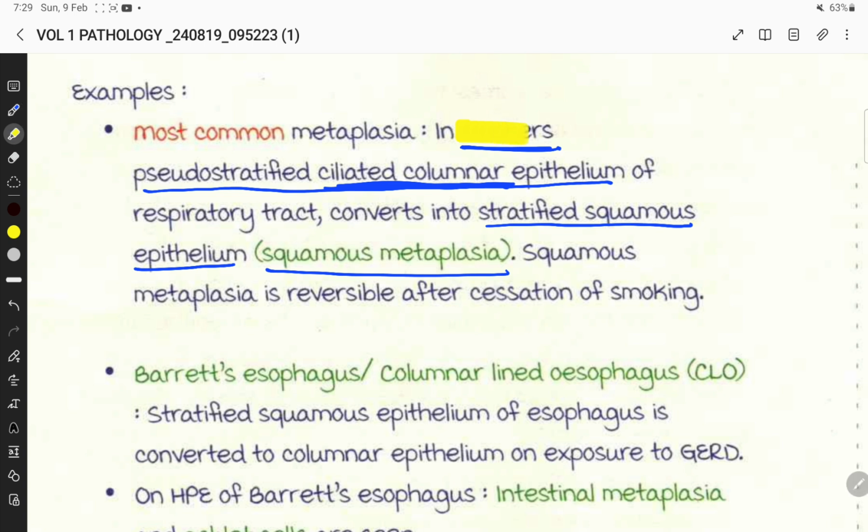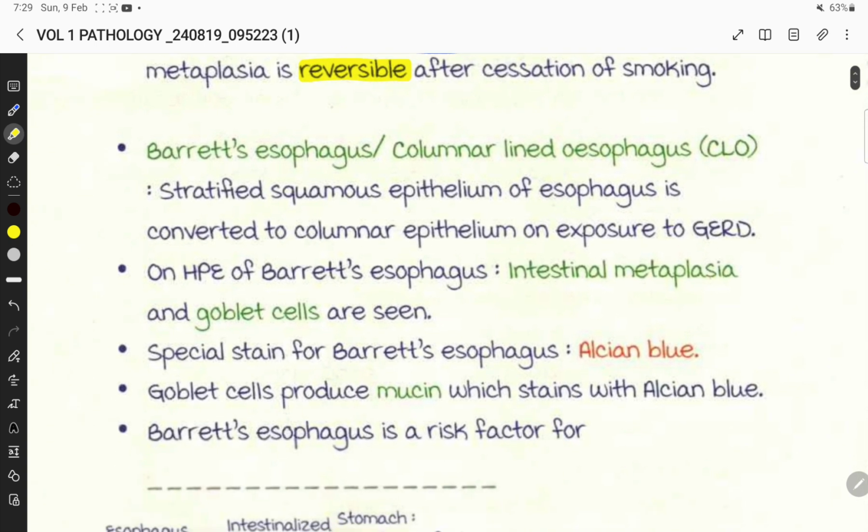Most common example: in smokers, the pseudostratified ciliated columnar epithelium gets converted into stratified squamous epithelium. This is an example of squamous metaplasia, and it is reversible after the cessation of smoking.